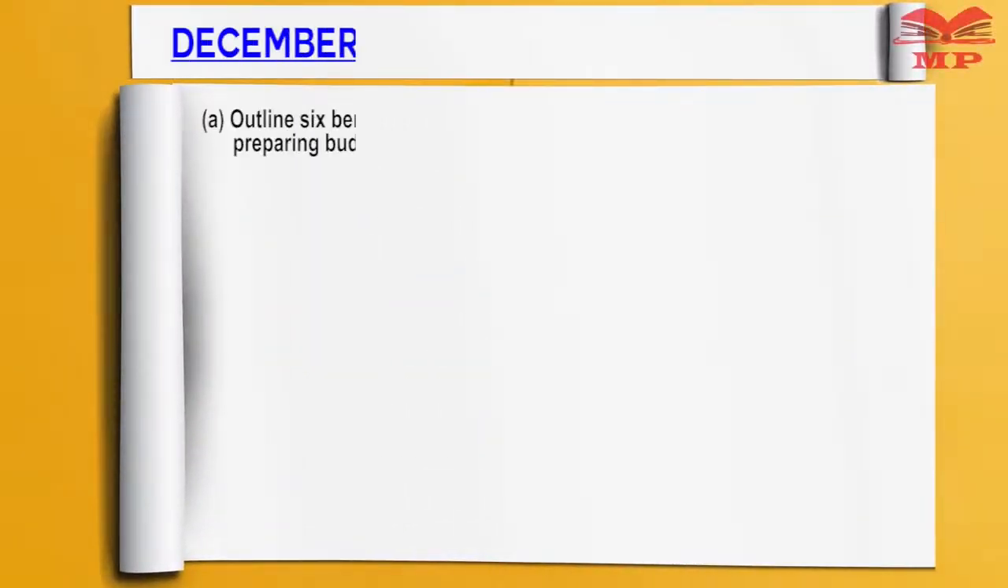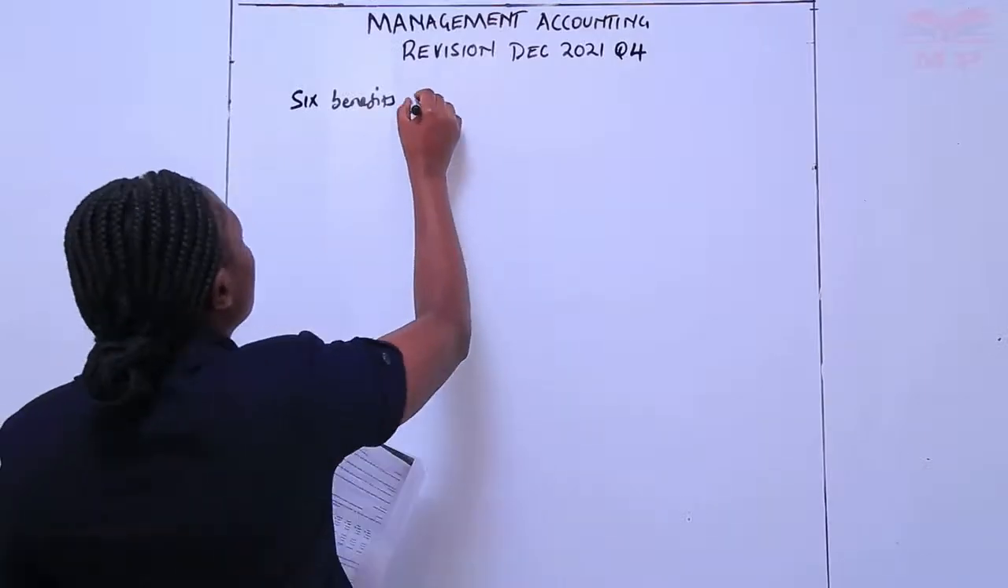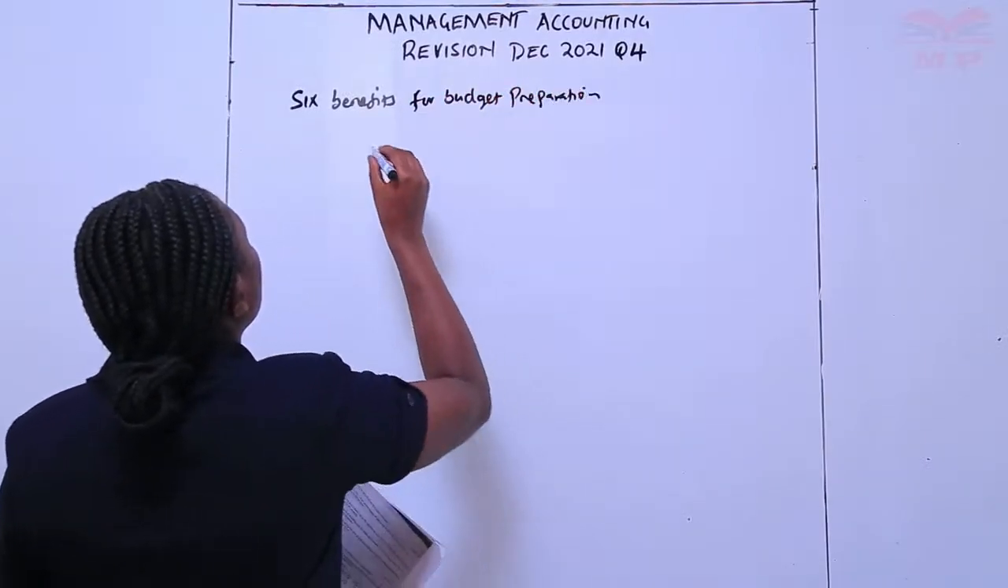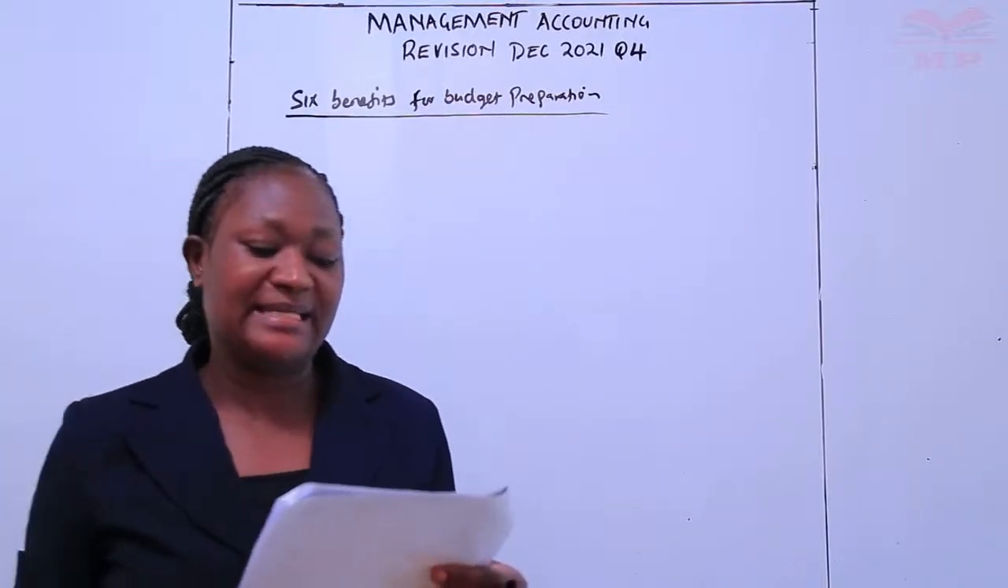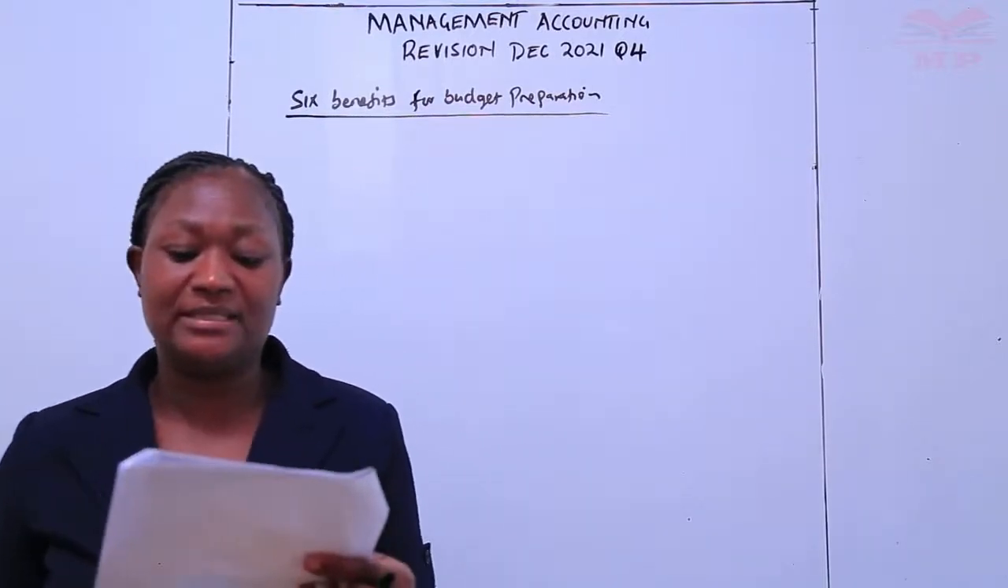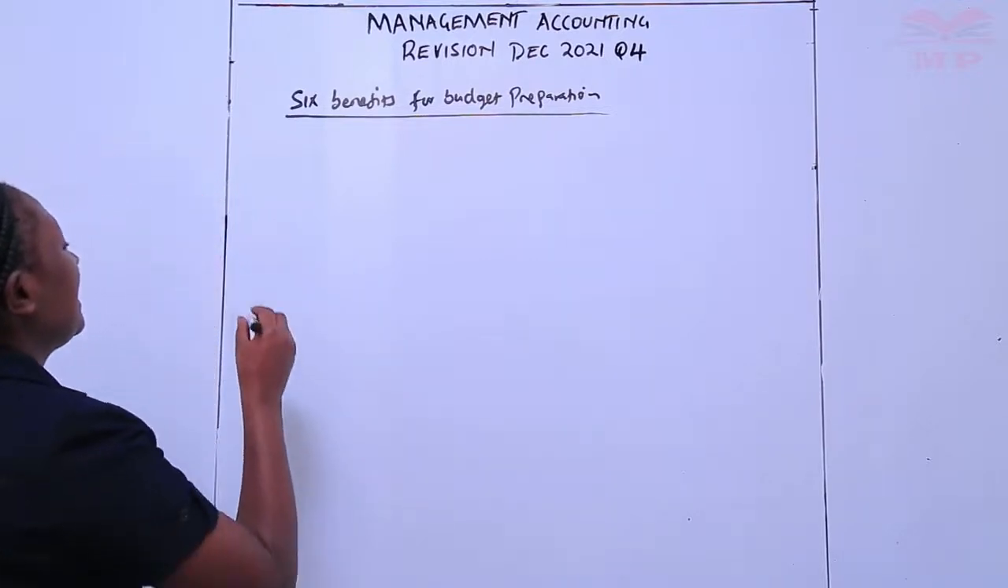So question number 4, part A, we are told to outline 6 benefits that might accrue to an organization as a result of preparing budgets. So, 6 benefits for budget preparation, or which might accrue to an organization as a result of preparing budgets.